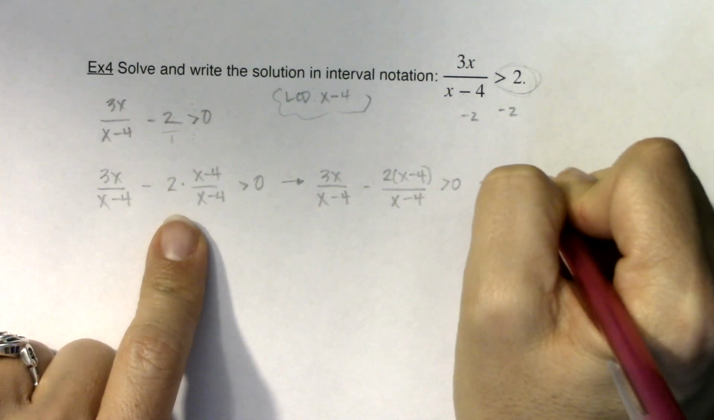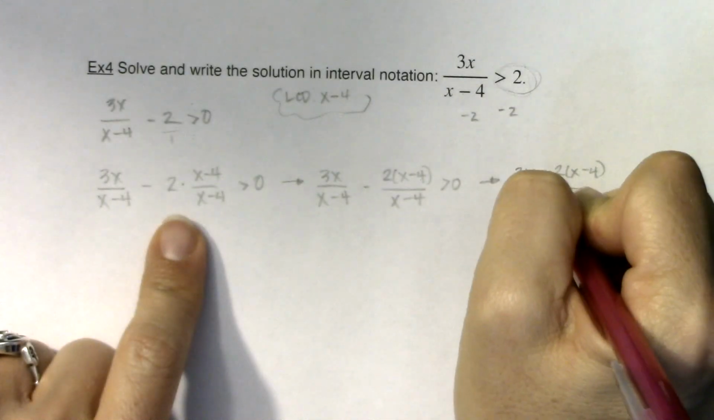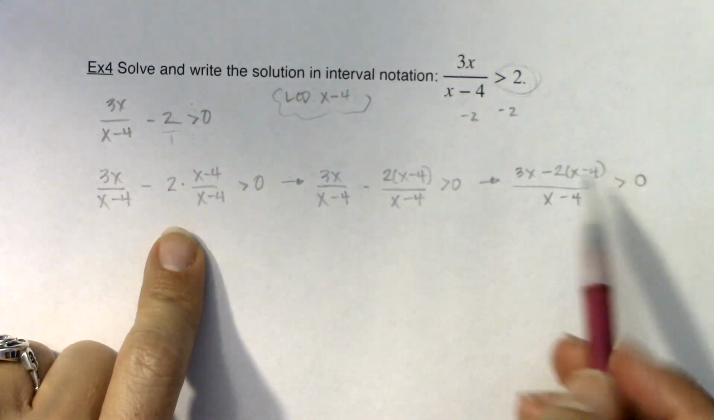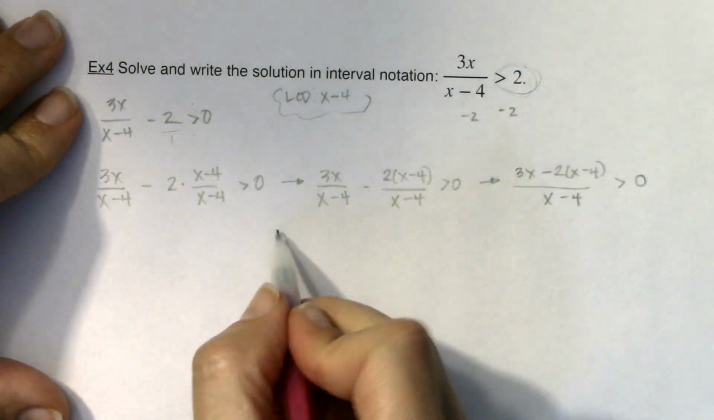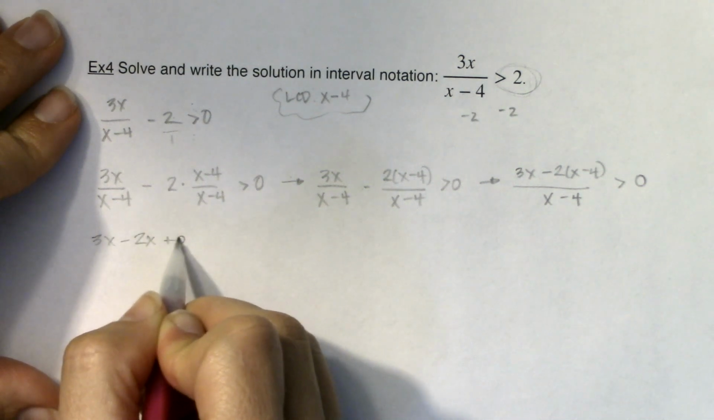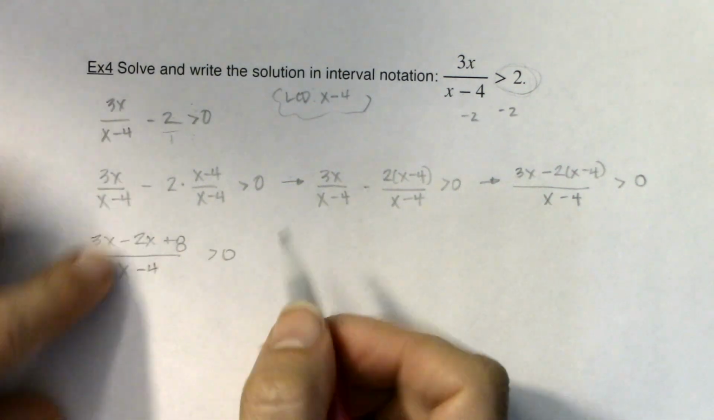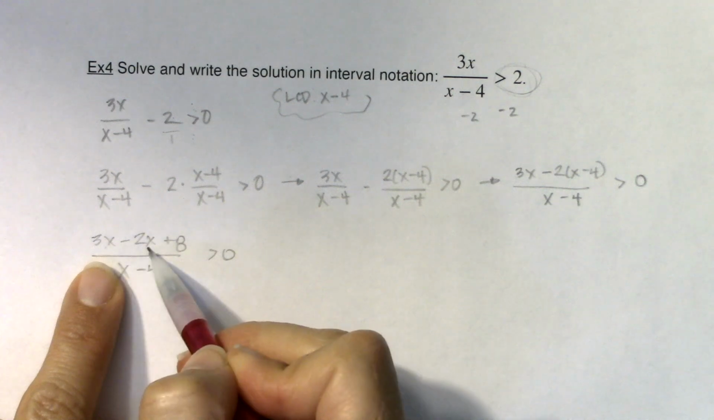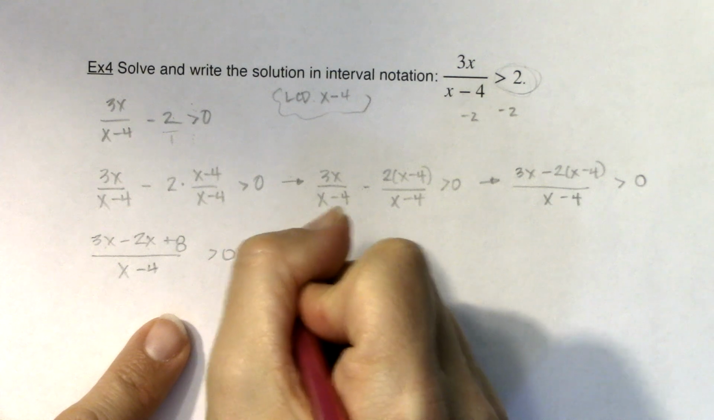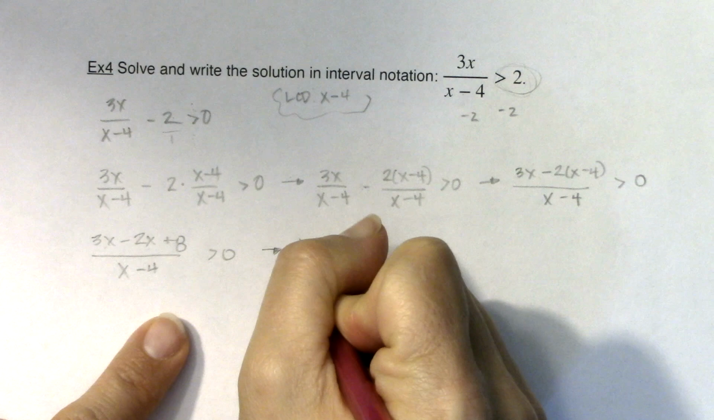So this is going to be 3x minus 2x minus 4 all over x minus 4 is greater than 0. And I'm just going to continue to simplify this, right? Again, I'm going to distribute now. So I am looking at 3x minus 2x plus 8 all over x minus 4 is greater than 0. I have some like terms, so 3x minus 2x is just x, and I've got a plus 8. So here is my rational inequality in simplified form.